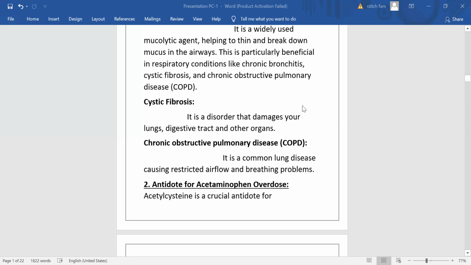Now I'm going to explain these terms. What is cystic fibrosis? It is a disorder that damages your lungs, digestive tract, and other organs. Chronic obstructive pulmonary disease. It is a common lung disease causing restricted airflow and breathing problems.